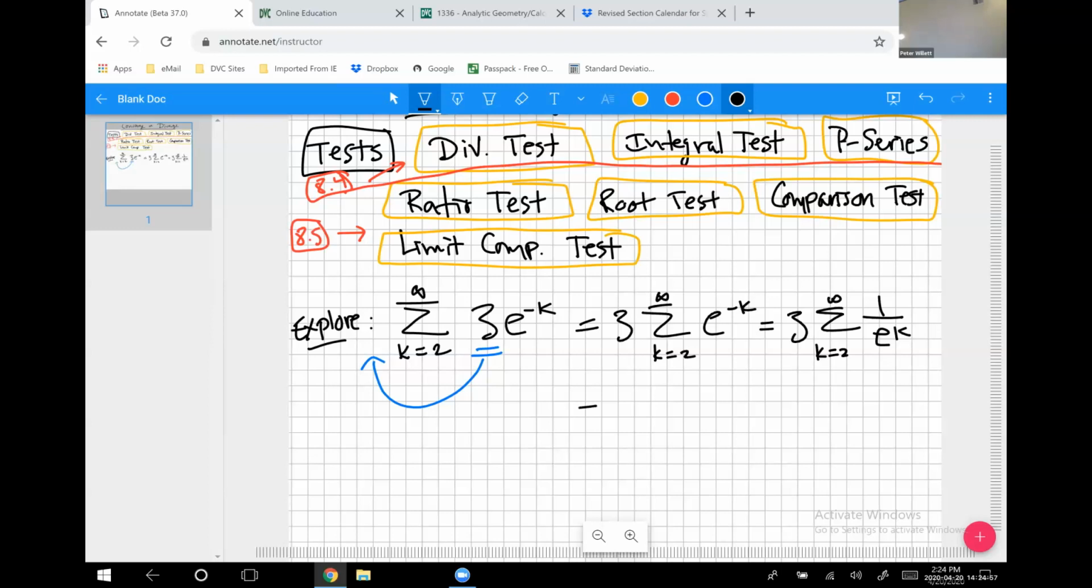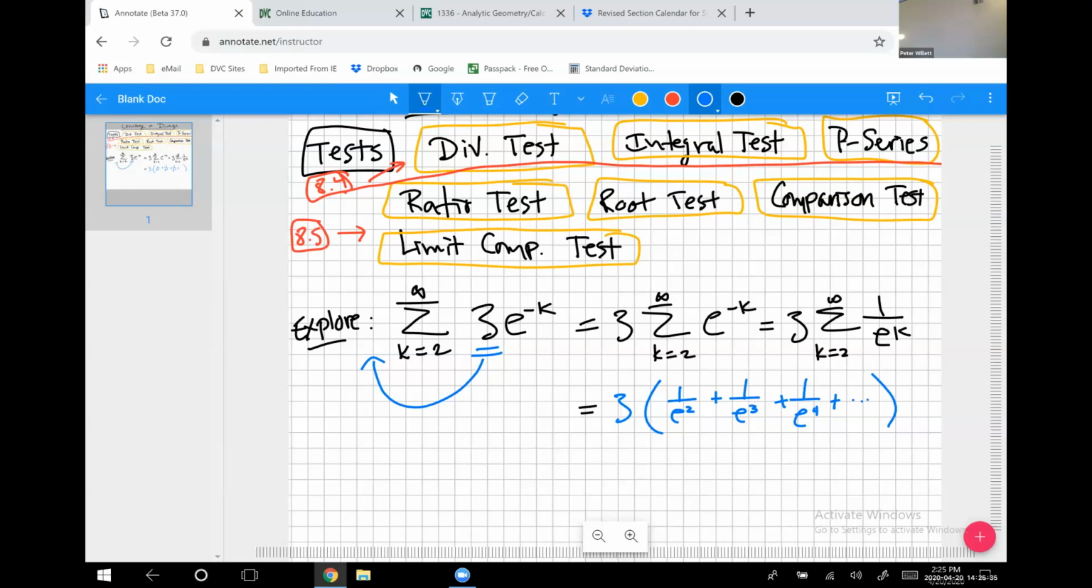So maybe if I write out some of the terms as I was suggesting, this is 3 times 1 over e squared, because we're starting with a 2, plus 1 over e to the 3rd, plus 1 over e to the 4th, etc. So writing things out this way, writing out some terms, realizing that the 3 is irrelevant and just a multiple, maybe that makes it easier to see if it converges or diverges.